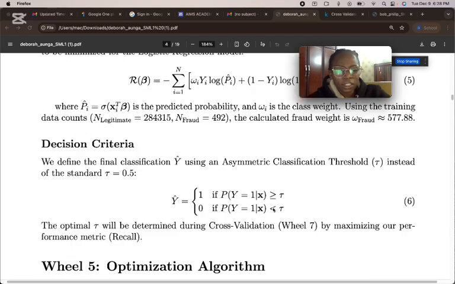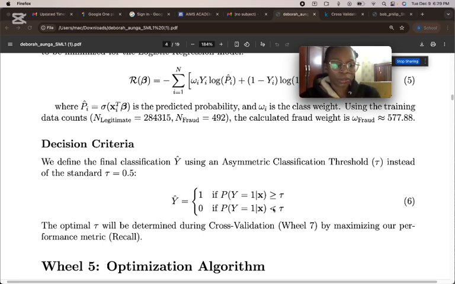Our technical rigor continued with wheel 5, where we had optimization. We used repeated cross-validation. This robust technique ensures that the performance estimates are stable, giving us confidence in our choice.